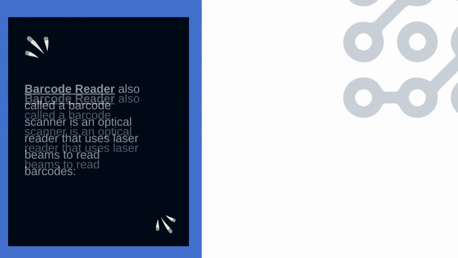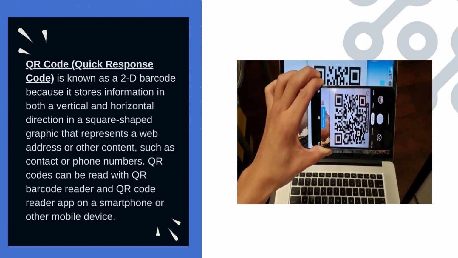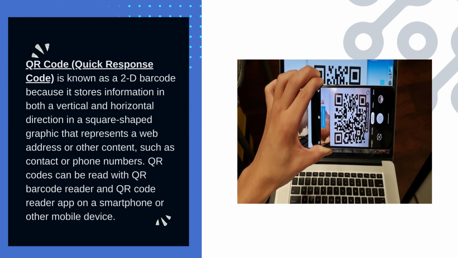Another is the barcode reader, also called a barcode scanner. It is an optical reader that uses laser beams to read barcodes. A QR code, or quick response code, is known as a 2D barcode because it stores information in both a vertical and horizontal direction in a square-shaped graphic that represents a web address or other content such as contact or phone numbers. QR codes can be read with a QR barcode reader and a QR code reader app on a smartphone or other mobile device.